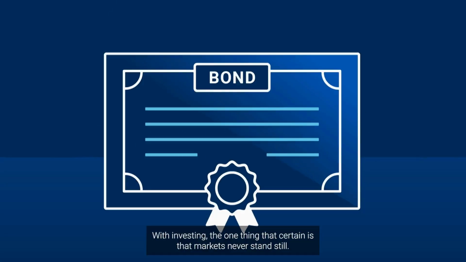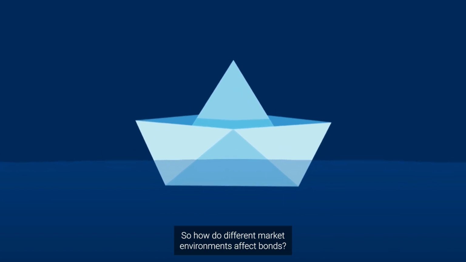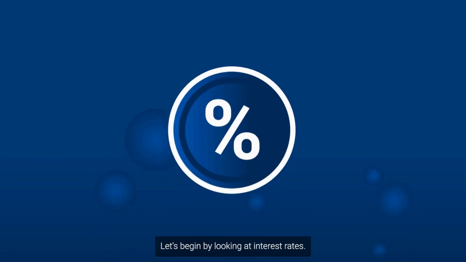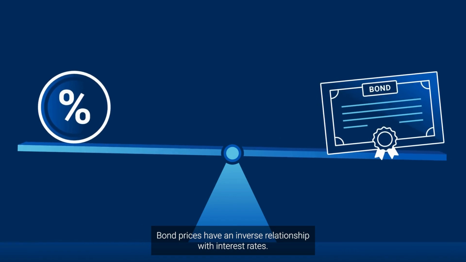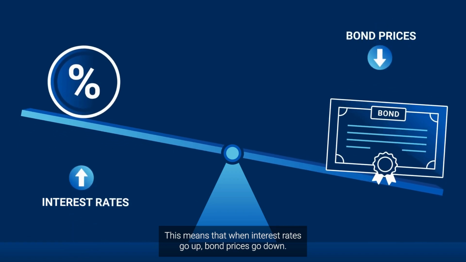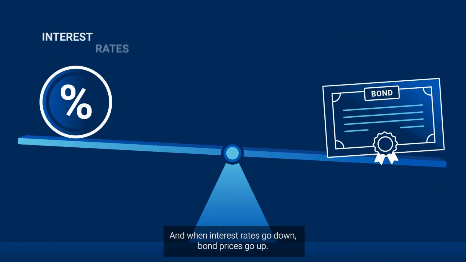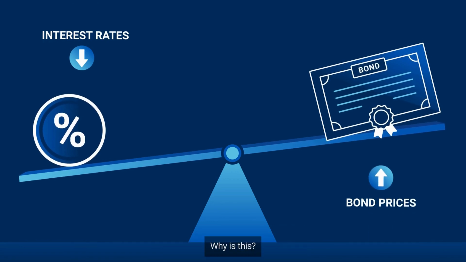With investing, the one thing that's certain is that markets never stand still. So how do different market environments affect bonds? Let's begin by looking at interest rates. Bond prices have an inverse relationship with interest rates. This means that when interest rates go up, bond prices go down, and when interest rates go down, bond prices go up. Why is this?